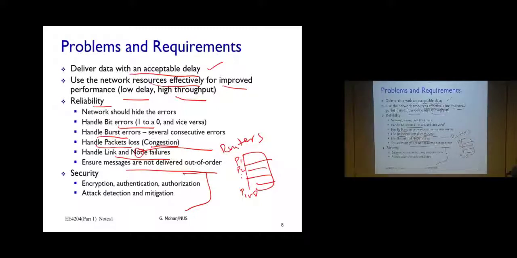Is that okay? So these are the requirements and associated problems which the network designer should address. There are many protocols and algorithms in place to answer all these questions, which we will discuss one by one in this course. Okay.